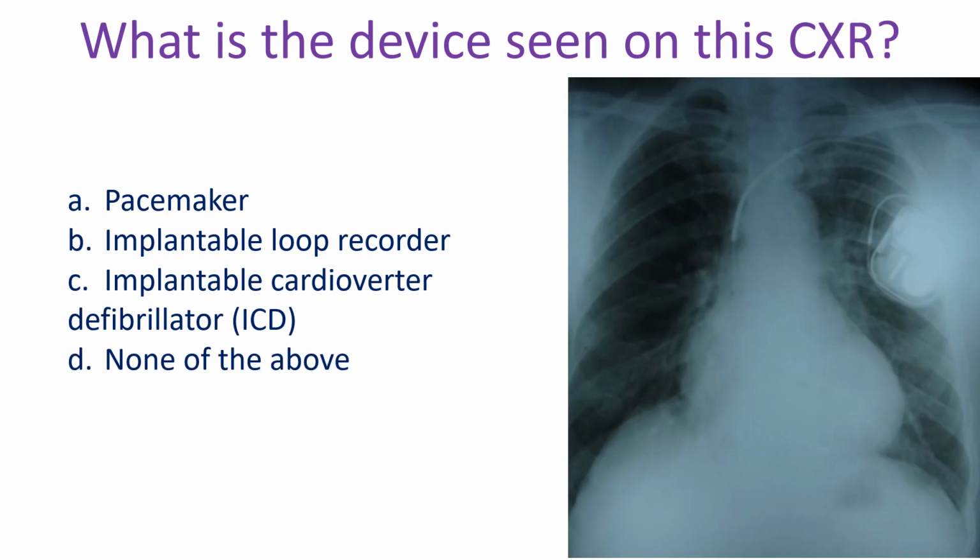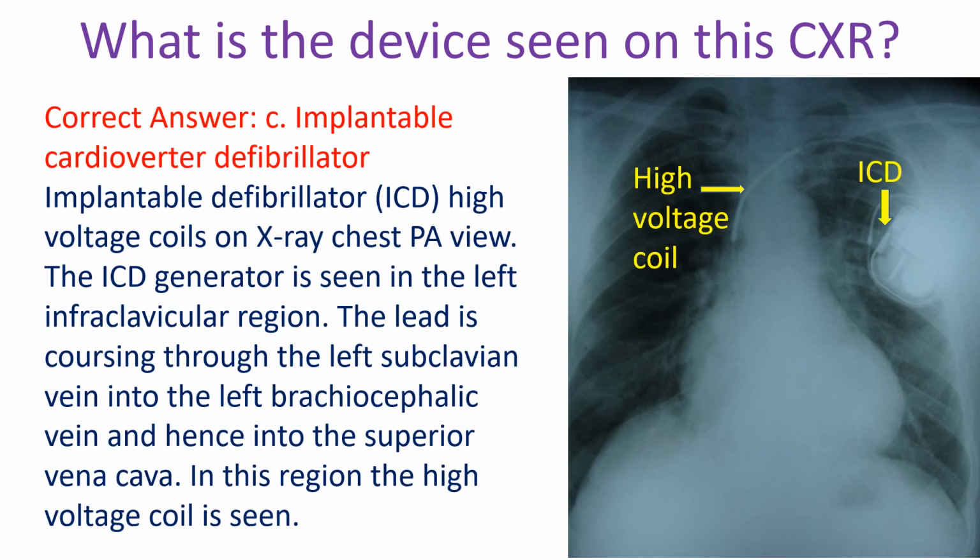What device is seen on this chest X-ray? A. Pacemaker, B. Implantable loop recorder, C. Implantable cardioverter defibrillator, D. None of the above. Correct answer C. Implantable cardioverter defibrillator.